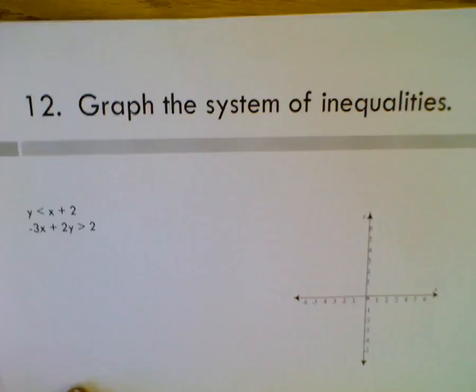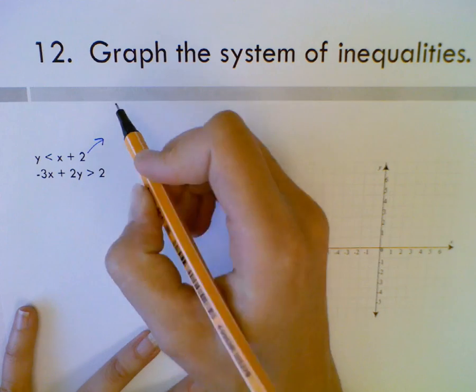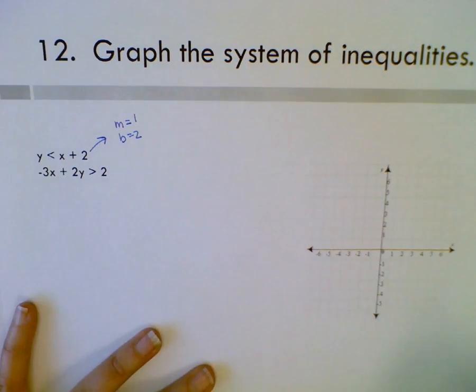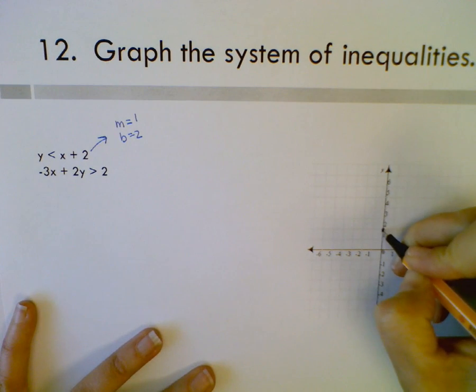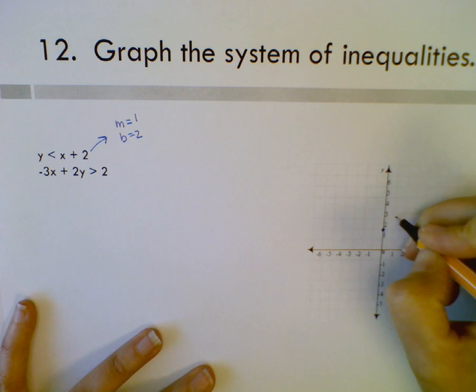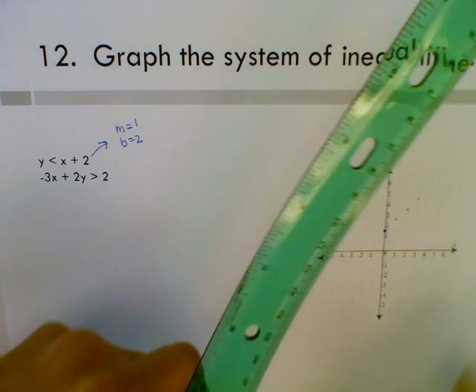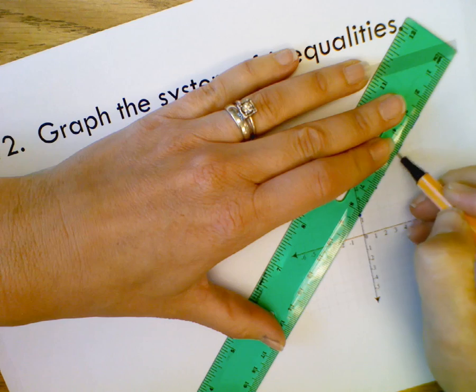All right, last one, number 12. We're going to graph this system of inequalities. Okay. So here we have a slope of 1 and an intercept of 2. And I have a less than sign there. So intercept of 2 is here. Slope of 1, up 1, over 1, up 1, over 1. Okay. And it's going to be a dashed line because it's not equal to. So I'm going to do a dashed line here.